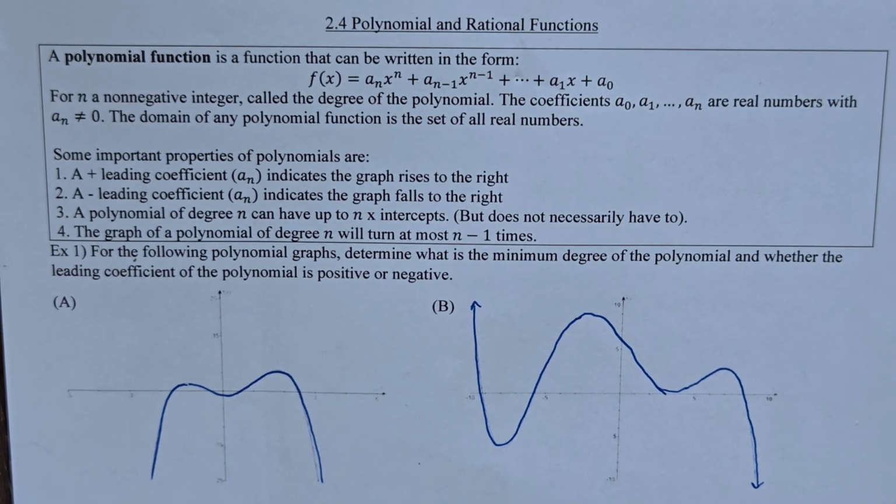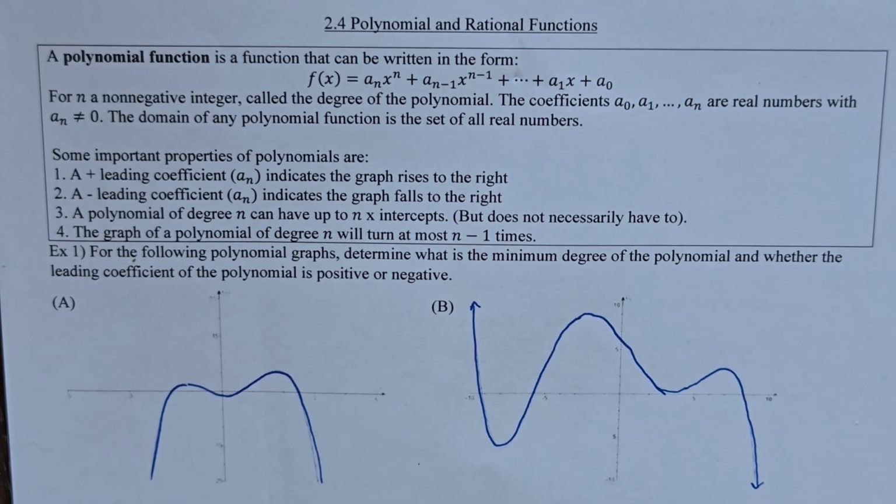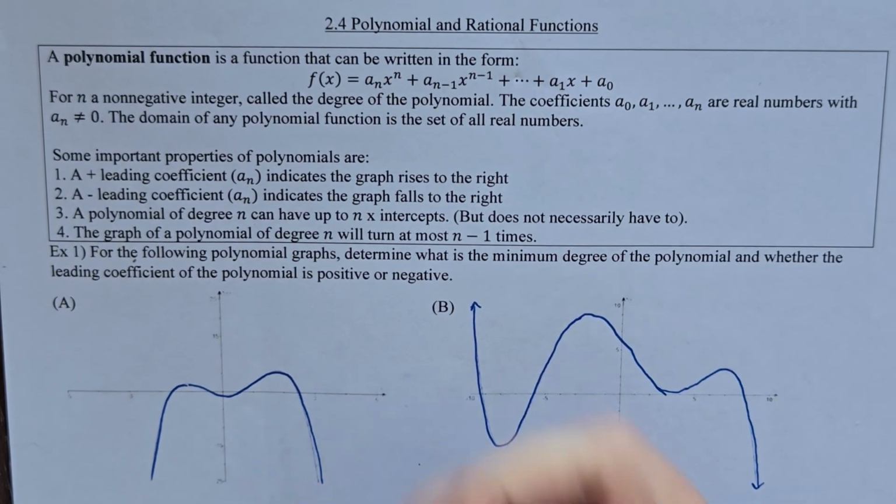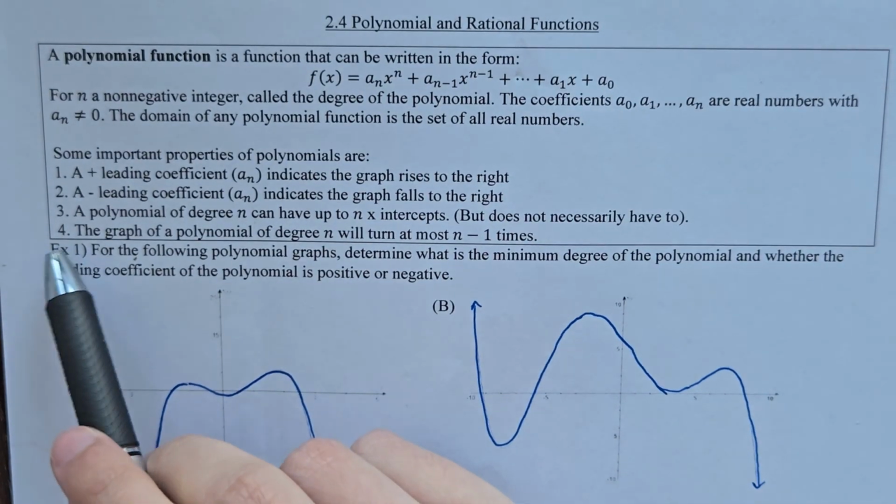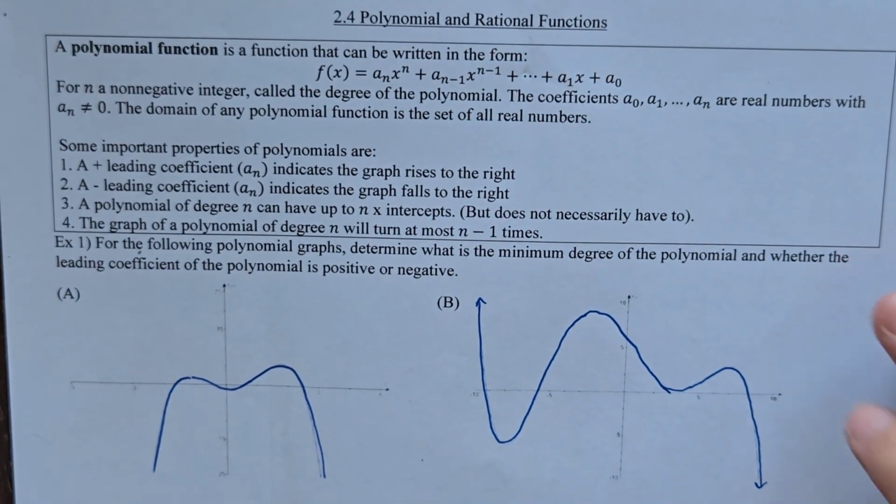It says a positive leading coefficient, your a sub n, indicates the graph rises to the right. A negative leading coefficient indicates the graph falls to the right. A polynomial of degree n can have up to n x-intercepts, but it doesn't necessarily have to. And then finally, the graph of a polynomial of degree n will turn at most n minus 1 times. This last one in particular will be helpful with a lot of the homework questions, because it asks you to determine what the minimum degree of the polynomial can be whenever you're looking at some pictures.